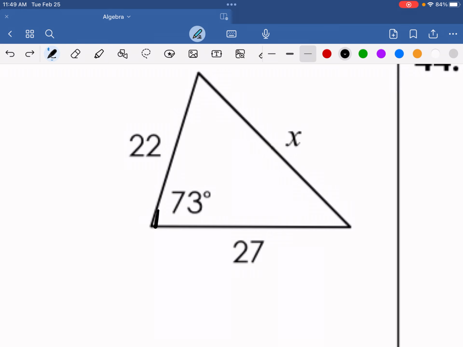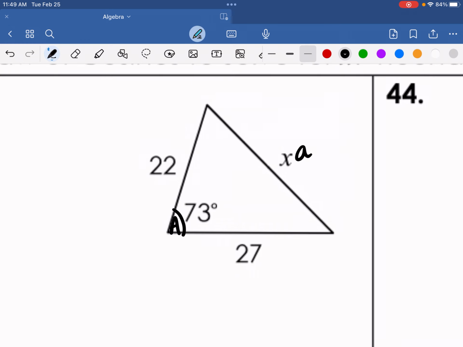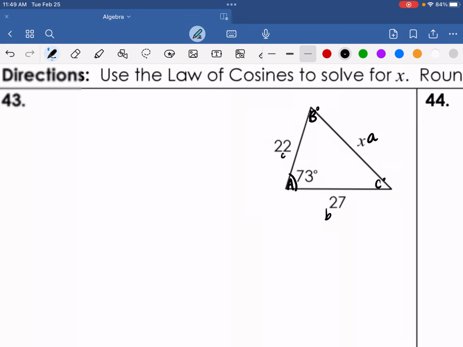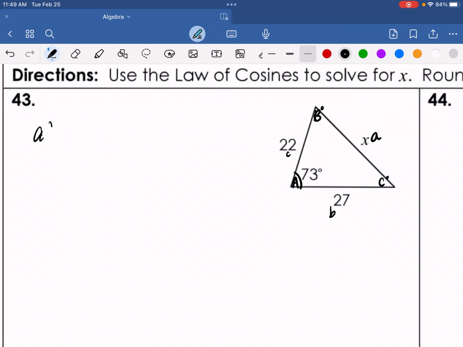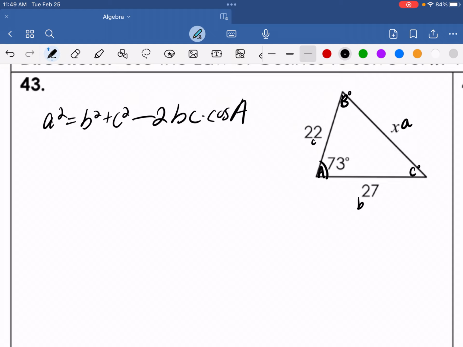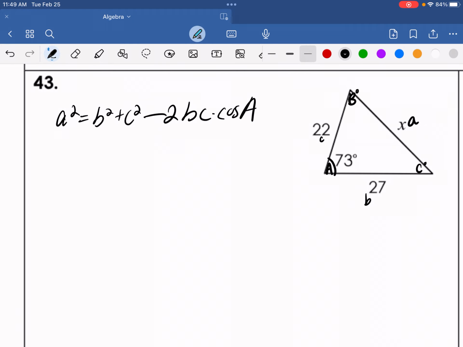Capital A is the degree. This is A, because the degree is 73 degrees. Little a is x. And then B you can put wherever. This corner is B, the degree. This one is little b because it's across from it. This one is big C, the degree, and this one is little c. Okay, the equation is a squared equals b squared plus c squared minus 2bc times cosine A. And all you do is plug everything in. Like literally you just plug it in.